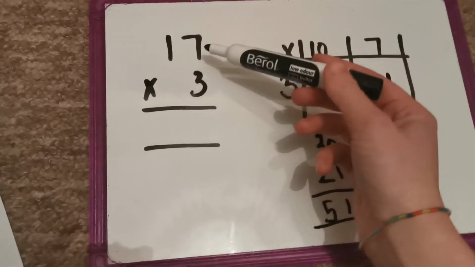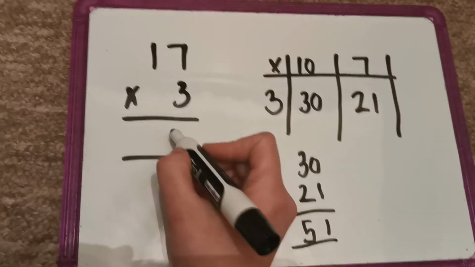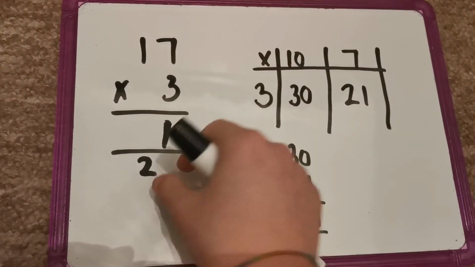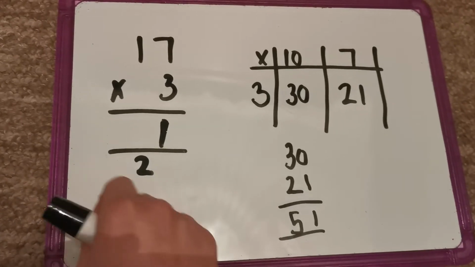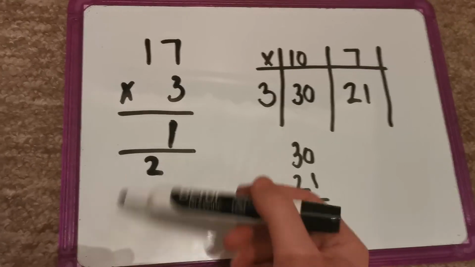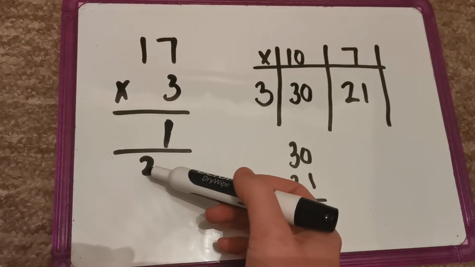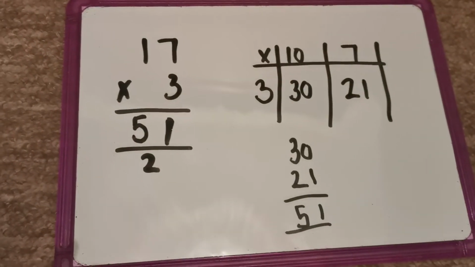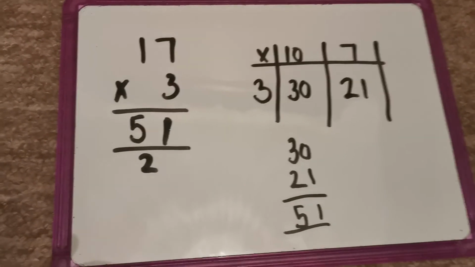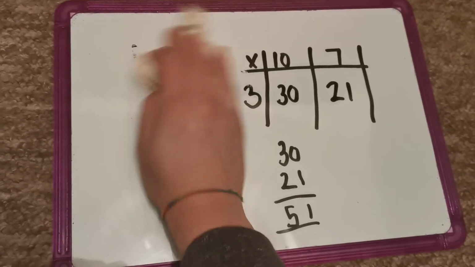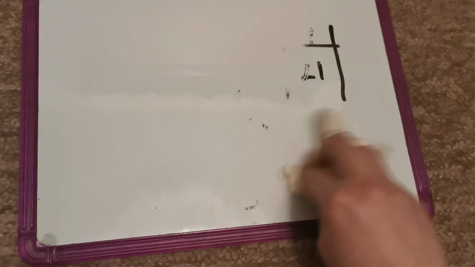Racing ahead of myself. In the written method, 7 times 3 is 21. Then 10 times 3 is 30, which is the same as if I know that 1 times 3 is 3, then I know that 10 times 3 is 30, plus 2 tens, 40, 51. So 17 multiplied by 3 is 51. If at any point you want to pause the video and have a go, you can. Please just pause it and then see if you get the same answer as me.